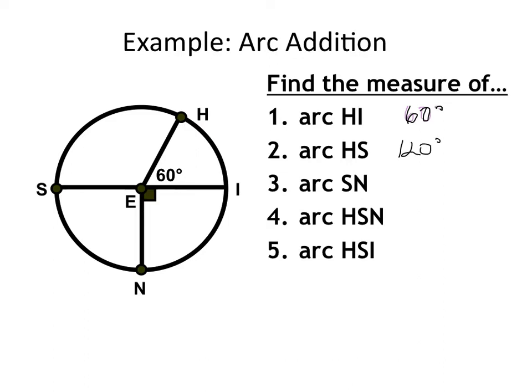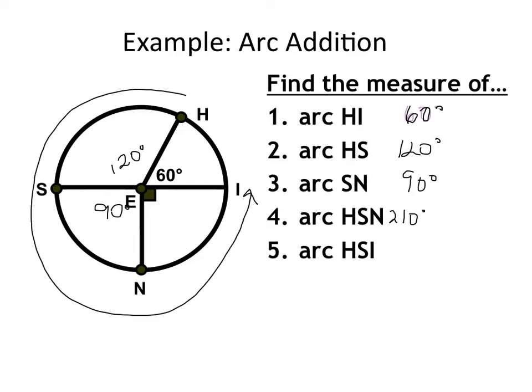for arc HS. Arc SN. Well, arc IN is 90 degrees. Arc IS is 180, so that means arc SN must be 90 degrees. Now HSN, remember we said this was 120, this one is 90, so arc HSN should be 90 plus 120, which is 210 degrees. Now arc HSI is going to be 360 minus 60, because we're going from arc H all the way through S all the way over to I, so that's going to be 300 degrees.